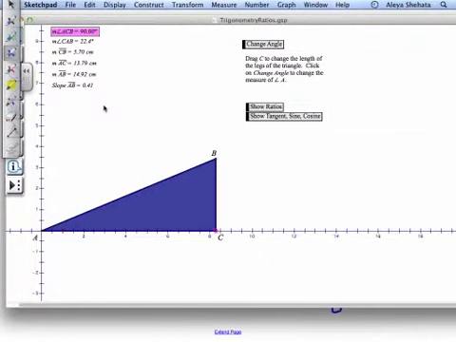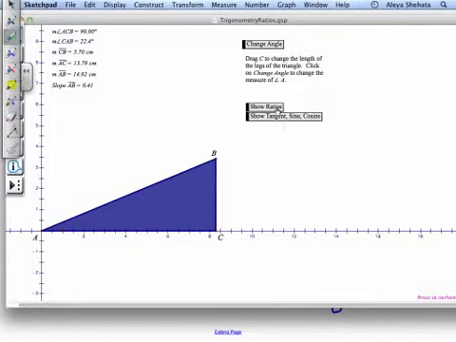Now, this angle right here, angle A, is the angle that we're going to be really looking at. If you look at side CB right here, this is the opposite side to angle A. Side AC is the adjacent side to angle A, and side AB is the hypotenuse. Don't worry about the slope. That's not something we're going to be talking about right now.